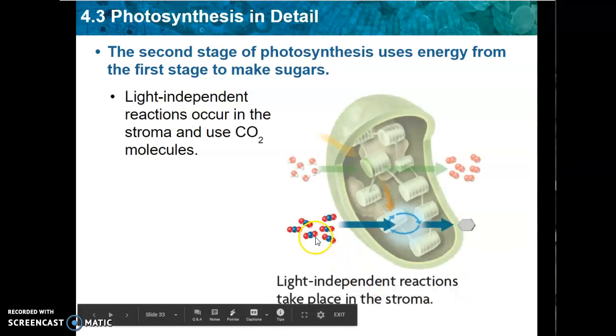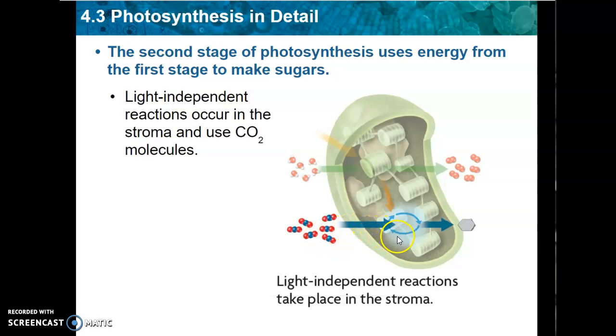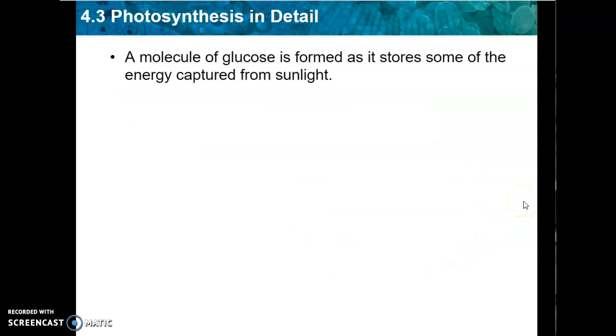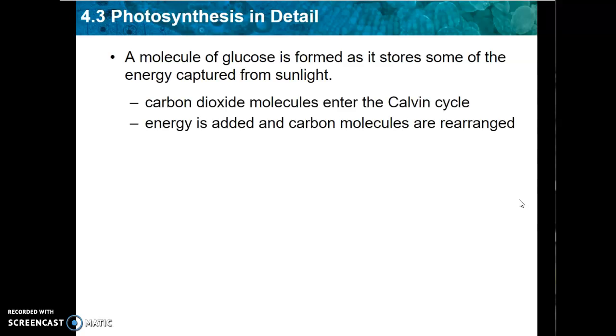This is where we're going to take the carbon dioxide from the atmosphere. It's going to diffuse into the cell, into the thylakoid, into the stroma. 2 turns of this Calvin cycle is going to produce 1 glucose molecule. A molecule of glucose is formed as it stores some of that energy captured from sunlight.